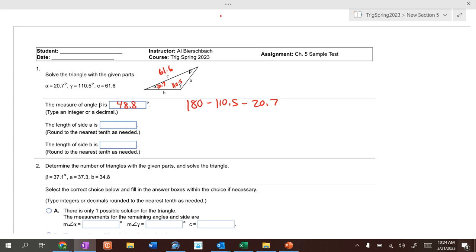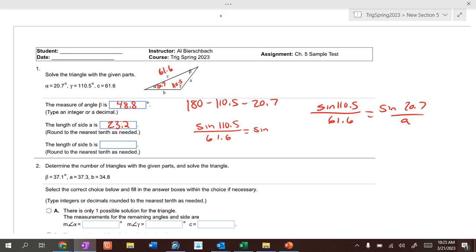Now, law of sines, because we have opposites. The sine of 110.5 over 61.6 equals the sine of, to figure out A, it would be 20.7 over A. Cross multiply, solve. Okay, what do we get for A? Should be fairly short. 23.2. Sounds good to me.